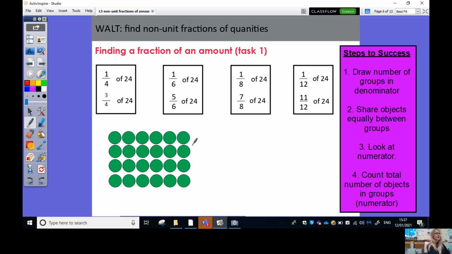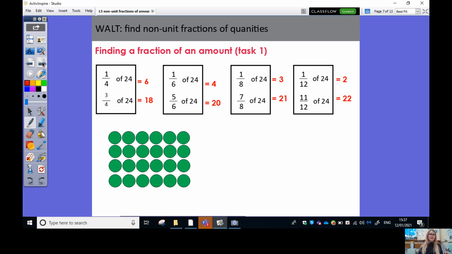Okay, so hopefully you've managed to have a go at those. Let's look at the answers and see how you did. So your answers are on the screen. We should have got 6 and 18 for our quarters and 3/4. For 1/6 and 5/6, we should have got 4 and then 20. For 1/8 and 7/8, we had 3 and 21. And then for 1/12 and 11/12 was 2 and 22.